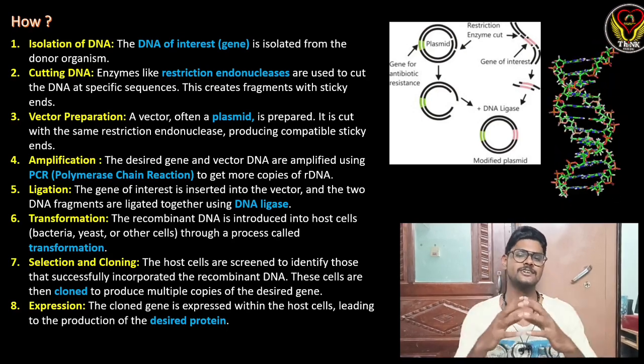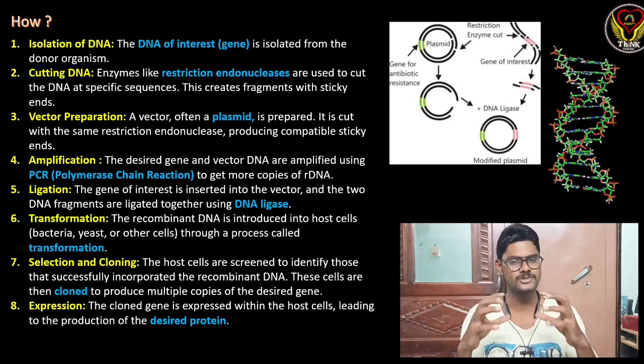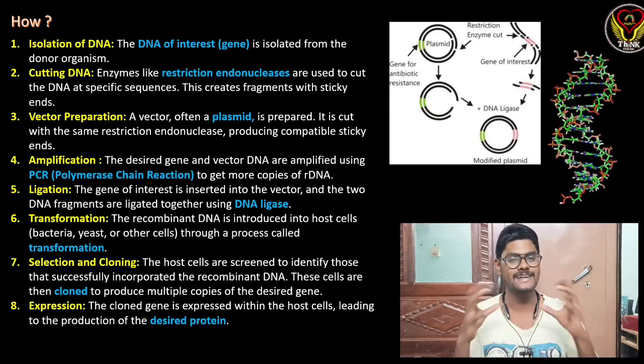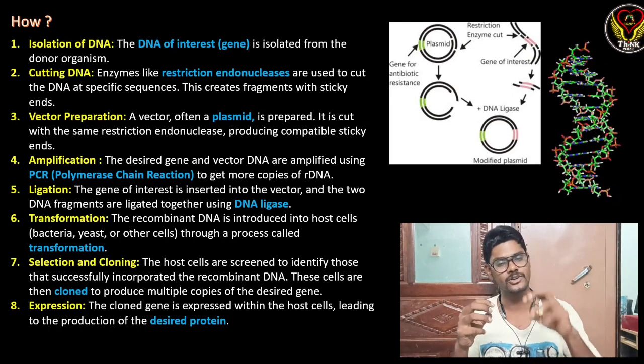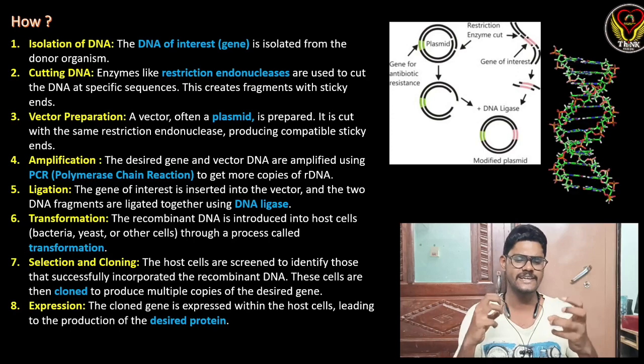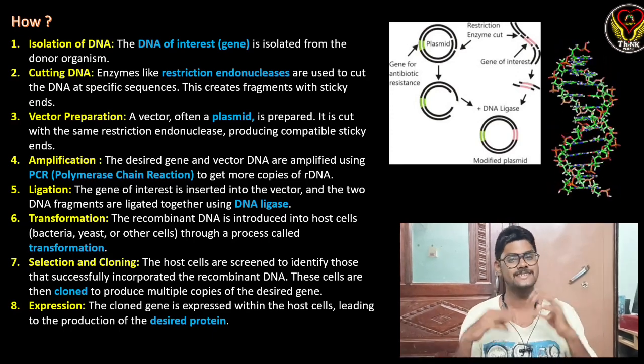The fifth step is ligation. We will be joining this vector DNA and our gene of interest together using a ligating enzyme called ligase. Sixth is transformation. The recombinant DNA is introduced into the host cell, such as bacteria or yeast or any other cells, a process called transformation. The seventh step is selection and cloning.